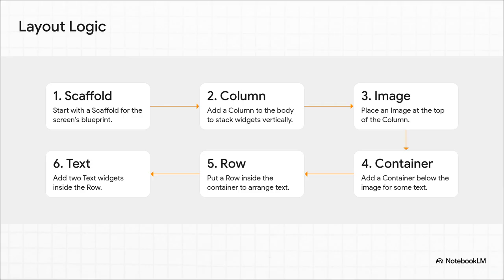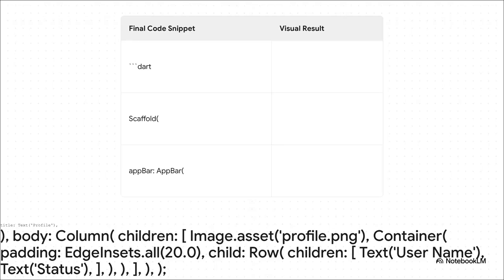You see how it all nests together? Each widget has a clear purpose. And voila, here it is. On the left is the actual code that implements that exact logic we just walked through. You can literally see the nesting, the scaffold holding the column, which holds the image, and the container, which holds the row, which holds the 2 text widgets. And on the right, that's what Flutter builds from those instructions, a perfectly structured little profile screen. It's not just a bunch of code, it's a visual blueprint that comes to life.